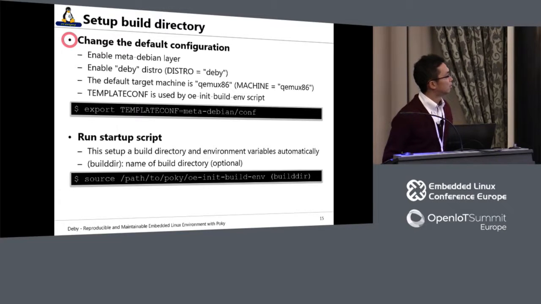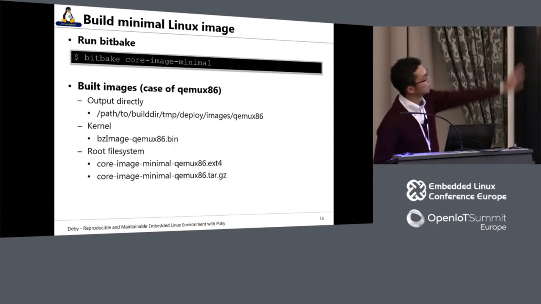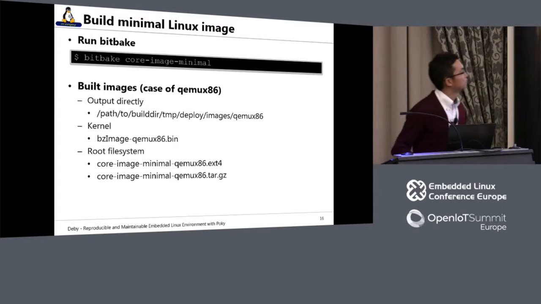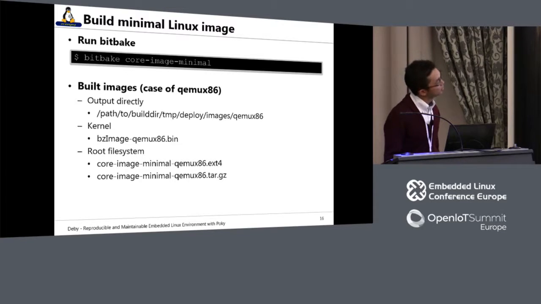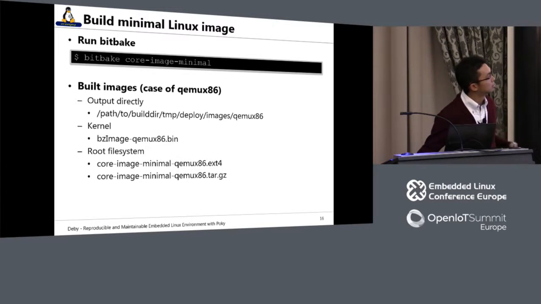Then run the startup script that is provided by Poky. After these settings, we can run bitbake. In this case, it generates the root file system and kernel. And the built binary images are located in this directory in the case of QEMU x86.